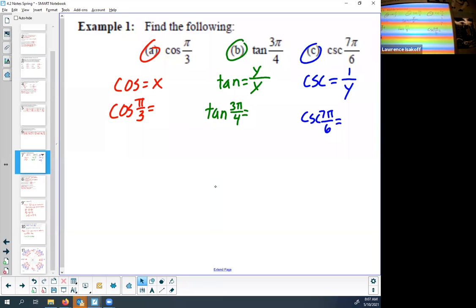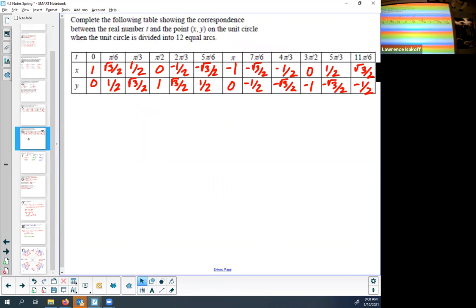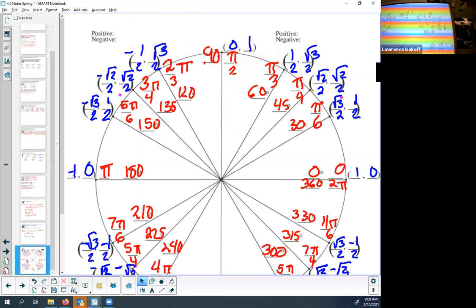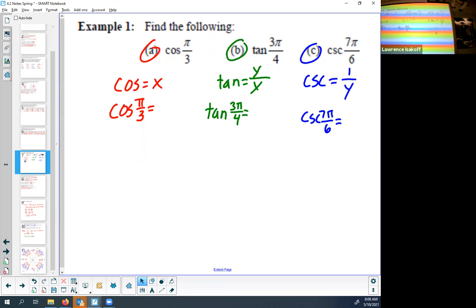So if I want the cosine of pi over 3, I'm going to go back to my table, or actually I'll show you the unit circle. Pi over 3 is here. Cosine is my x value. So I just looked at the x value on this, that's 1/2. So the cosine of pi over 3 is 1/2.